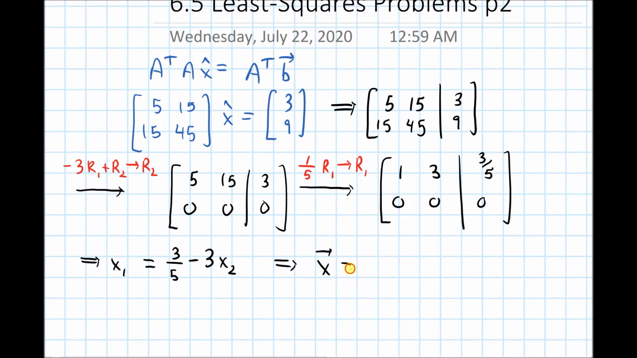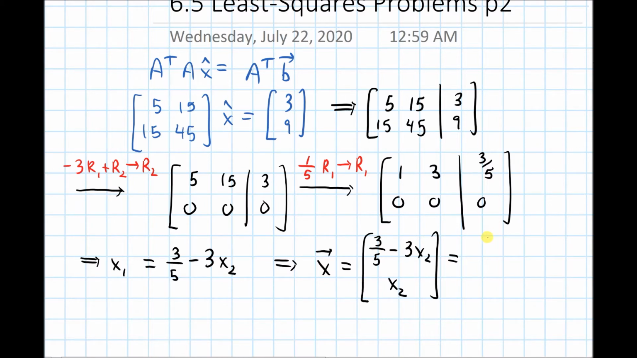So x as a vector, we'll have x1 and x2 as the entries. So x1, we know what it is. It's 3/5 minus 3x2. And x2 is free because there's no pivot in the second column. So any free variable, we leave that as it is when we write our solution in vector form. And now we could split this up into parametric vector form.